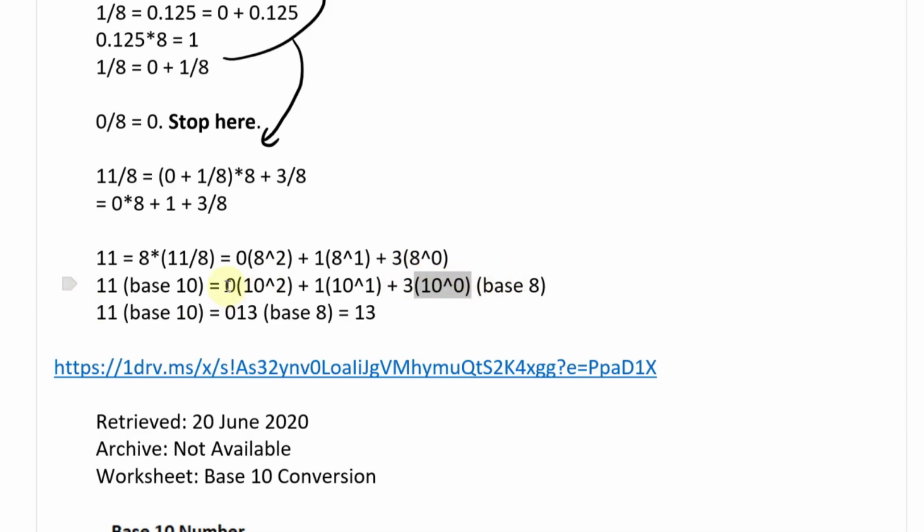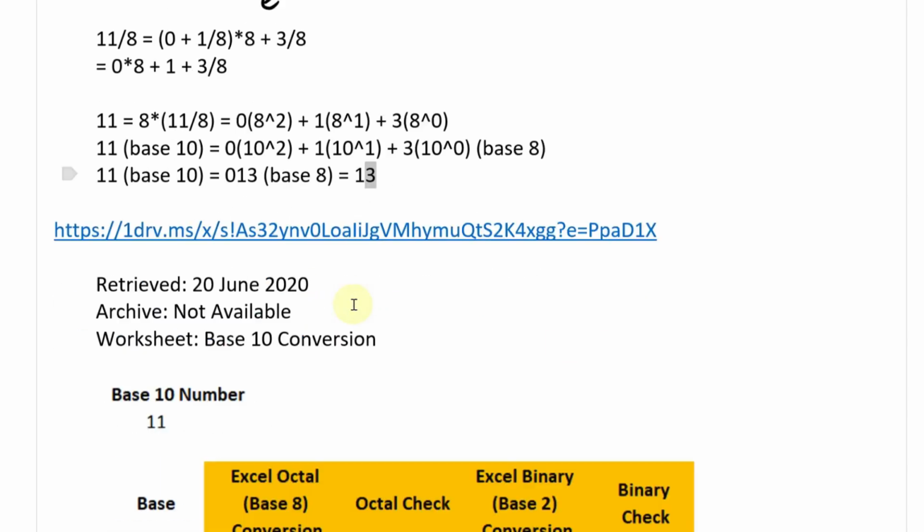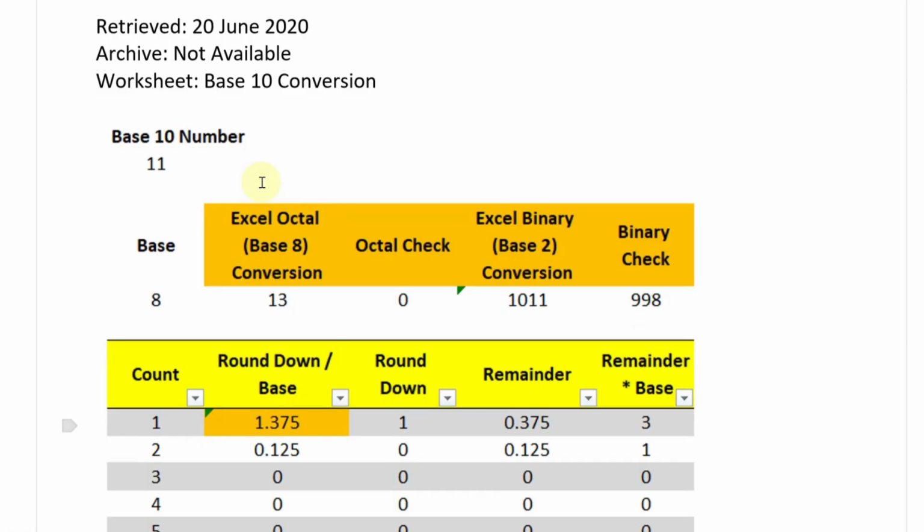So we can just add up these terms. This is going to be 11 base 10 is equal to 0, 1, 1, 3 base 8, and the 0 is just redundant. It just tells us when to stop our algorithm. So we're going to have is equal to 113. Or just 13 is the number. And we can see that here.